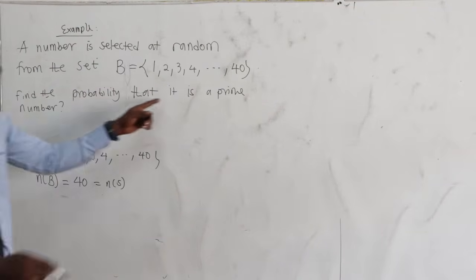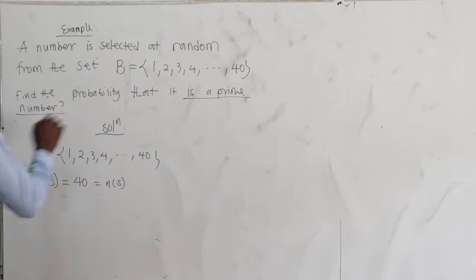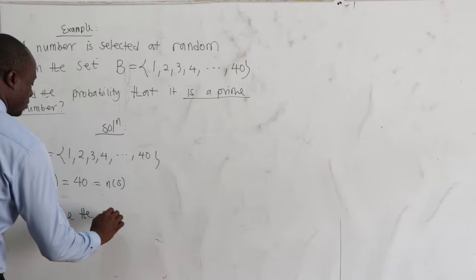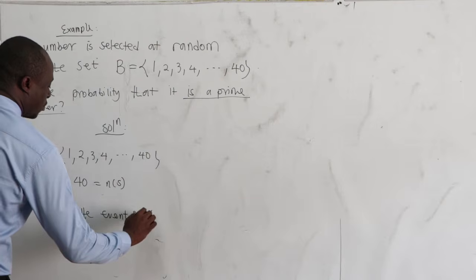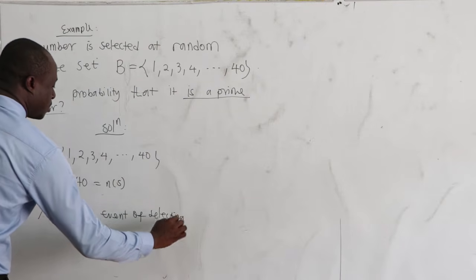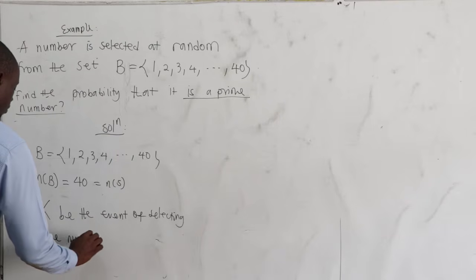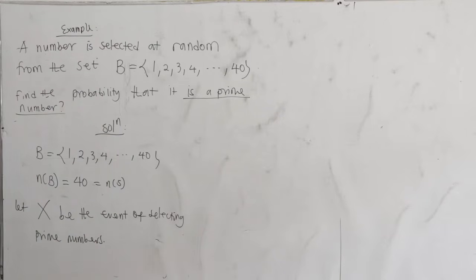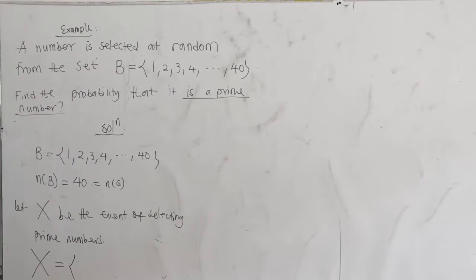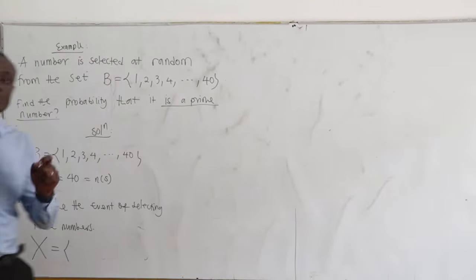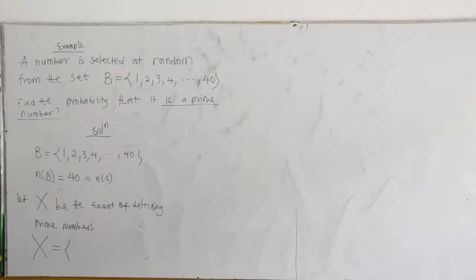Now, the event is that it is a prime number. So you can say that, let any capital letter X be the event of selecting prime numbers. So the event X. Now let's list this particular event. We know prime numbers. One is not a prime number. Prime numbers have two factors, one and the number itself. So one is not a prime number.